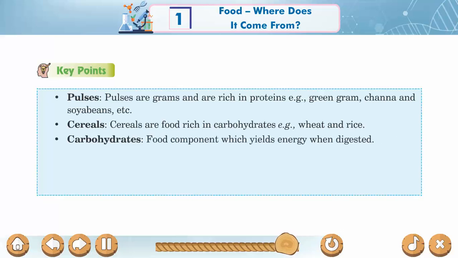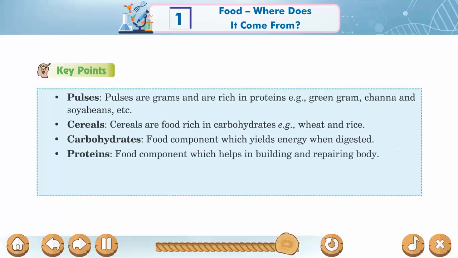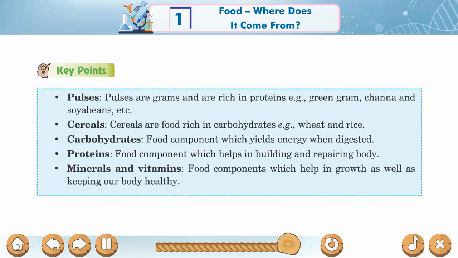Carbohydrates. Food component which yields energy when digested. Proteins. Food component which helps in building and repairing the body. Minerals and vitamins. Food components which help in growth as well as keeping our body healthy.